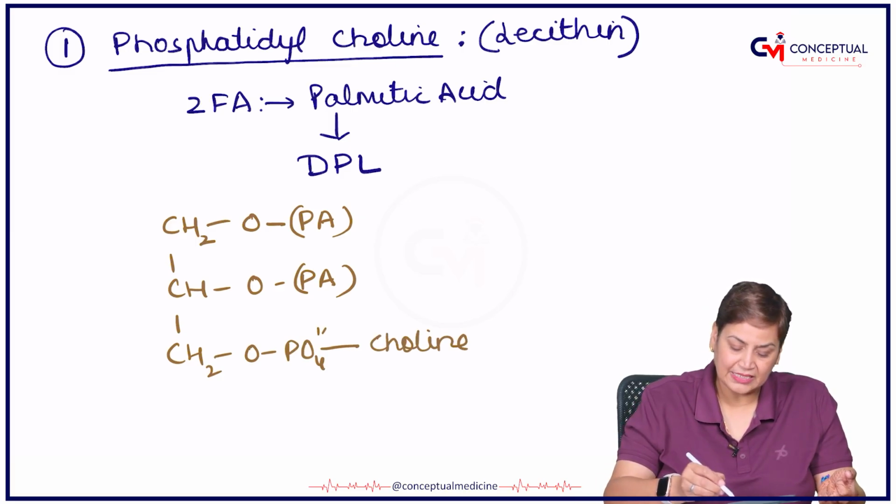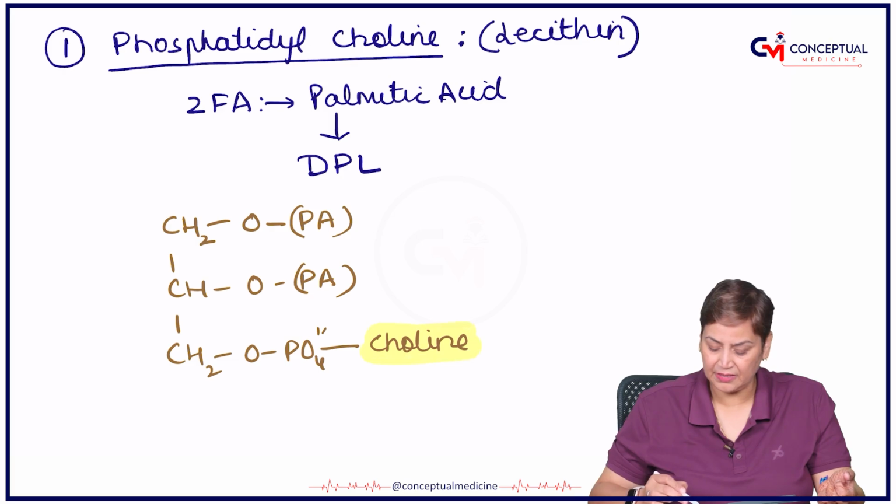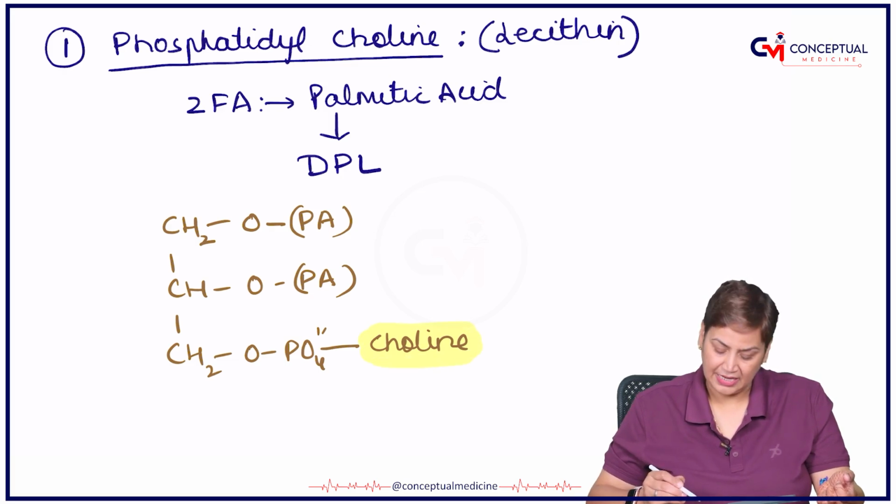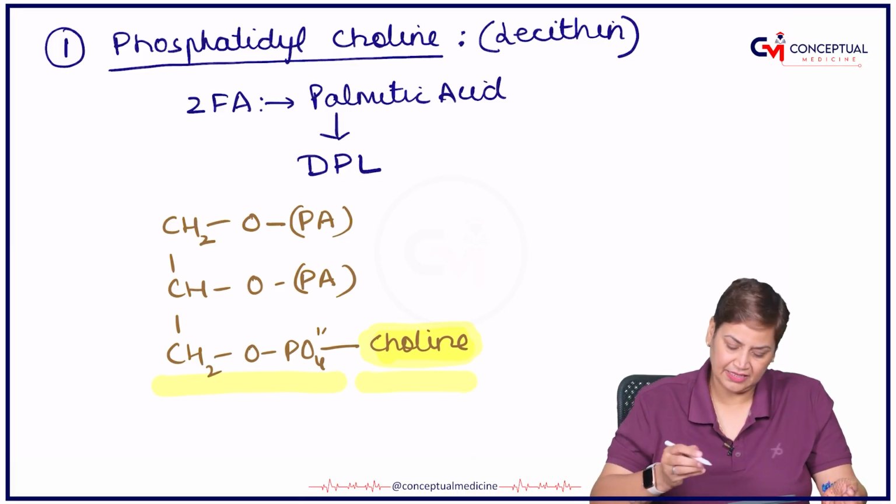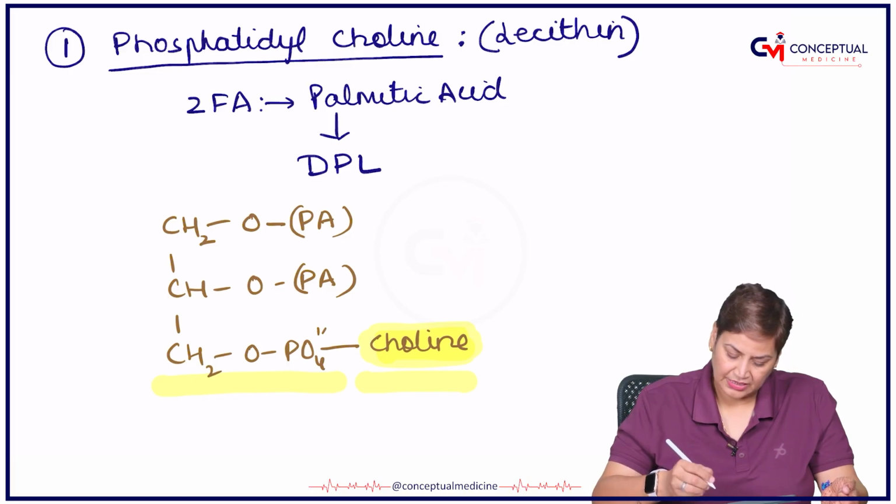So choline is the nitrogenous base here. So this becomes your phosphatidic acid, this becomes choline, so overall we call it lecithin. Okay. So this is palmitic acid.